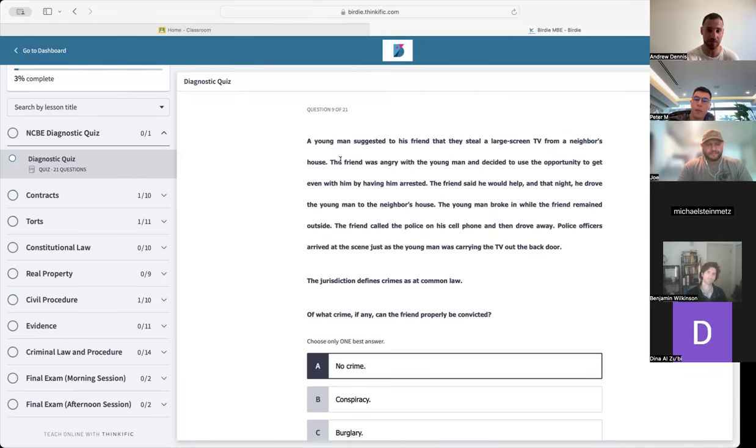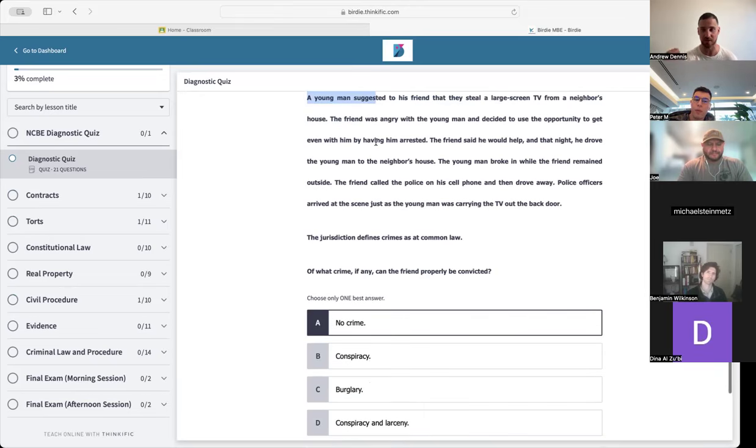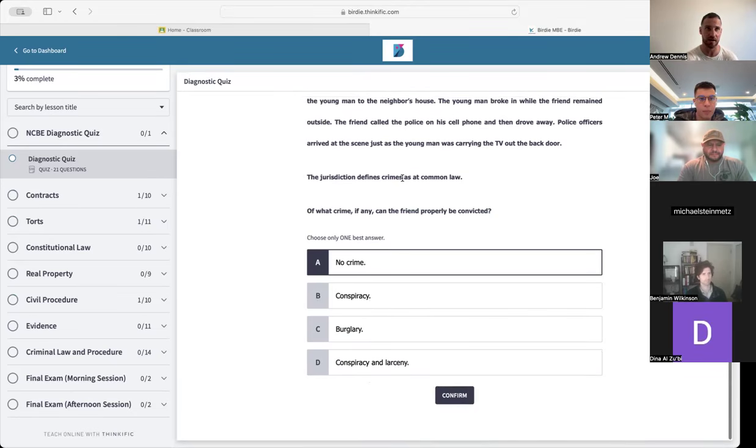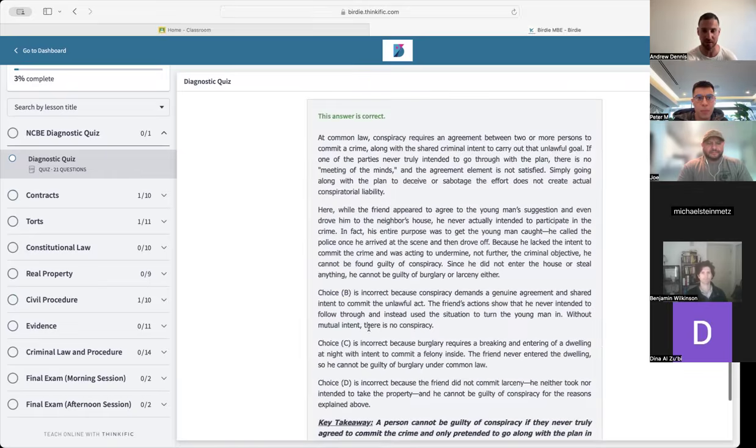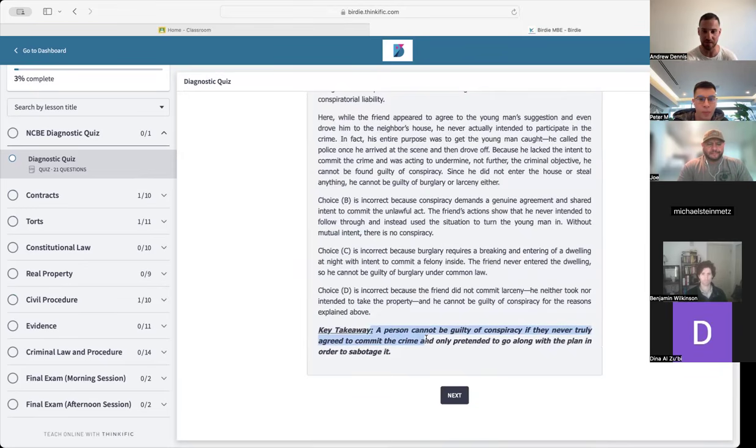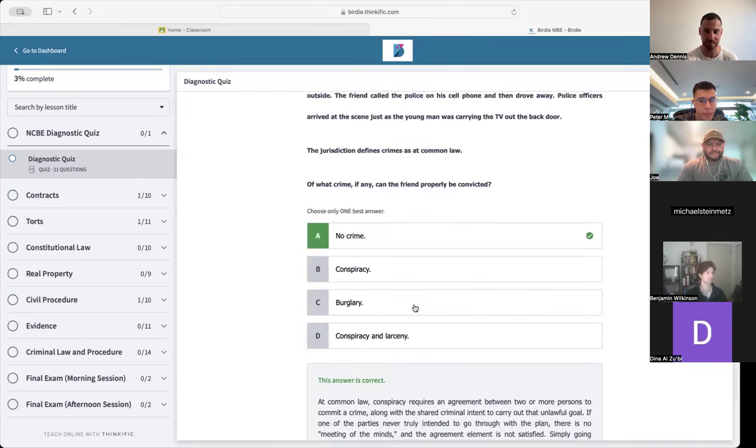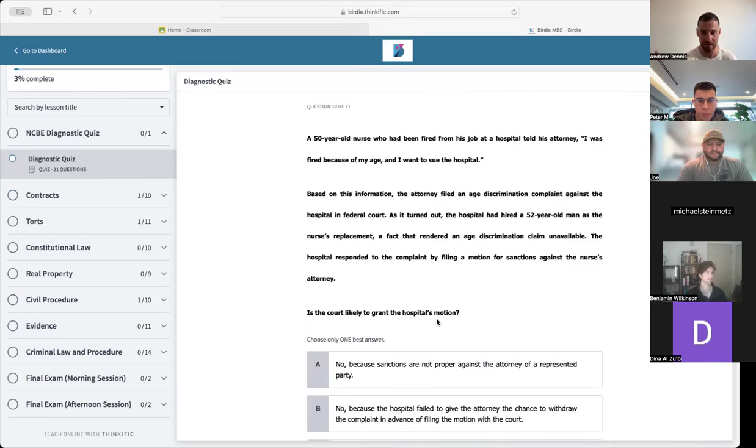Under the Model Penal Code, potentially conspiracy on behalf of the young man because he had a guilty mind, and the Model Penal Code does not require plurality of intent, right? So, anywho, no crime is the best answer to this question. A person cannot be guilty of conspiracy if they never truly agreed to commit the crime, only pretended to go along with the plan in order to sabotage it. Yeah, so that's the best answer to that question.